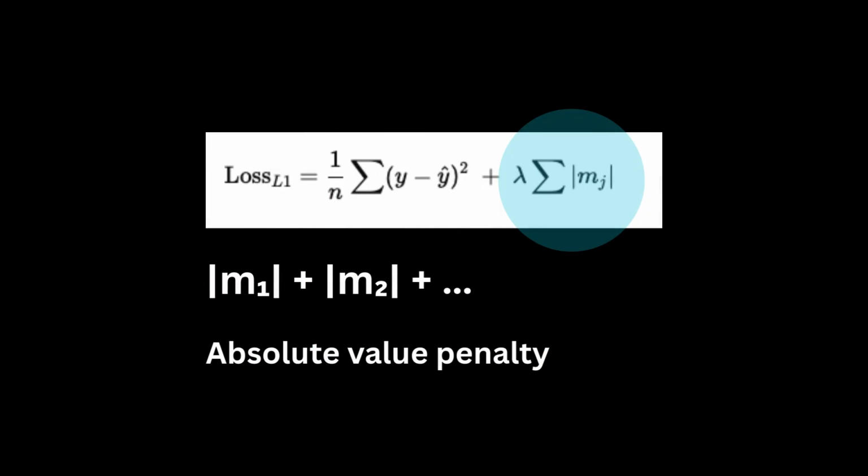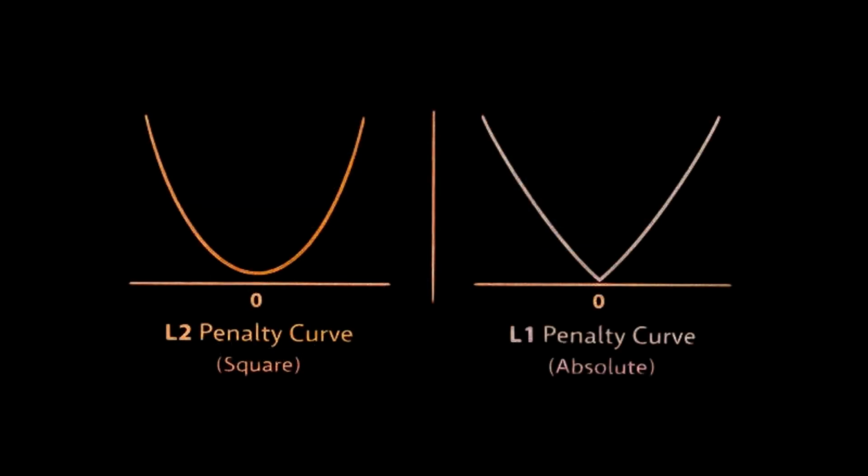The prediction error stays the same. Only the penalty term changes. Let's take a look at the equation. Instead of squaring the weights, we take their absolute values. This absolute value is the key. Unlike squaring, it creates a sharp corner at 0.